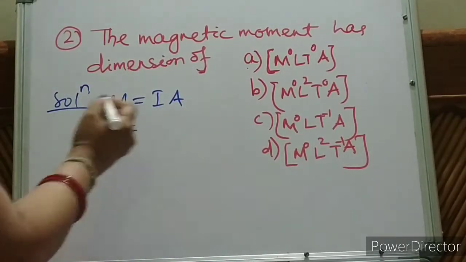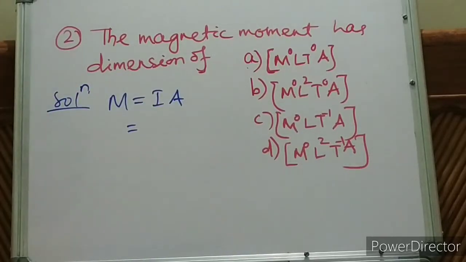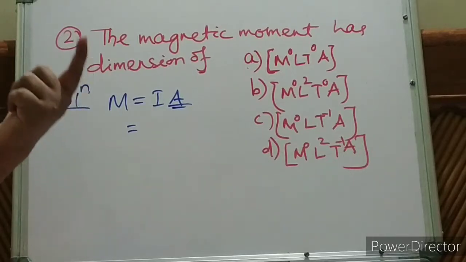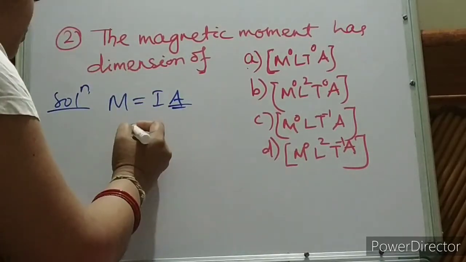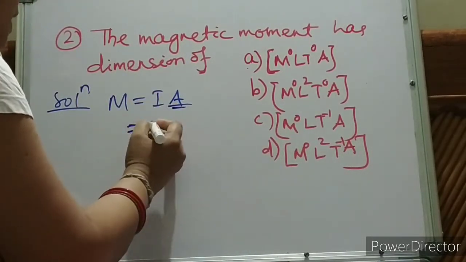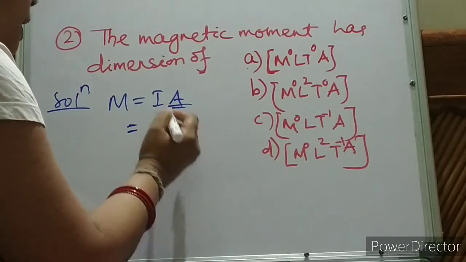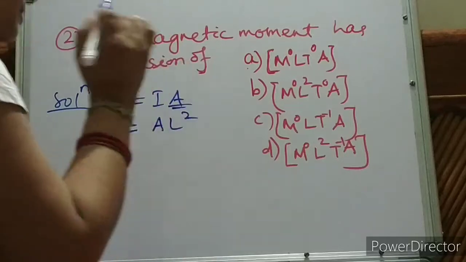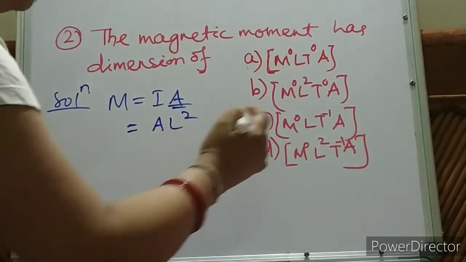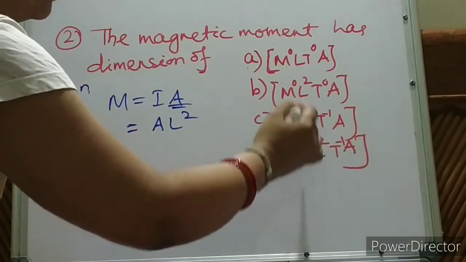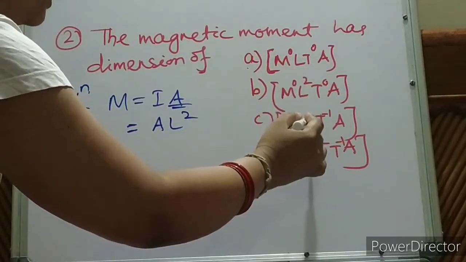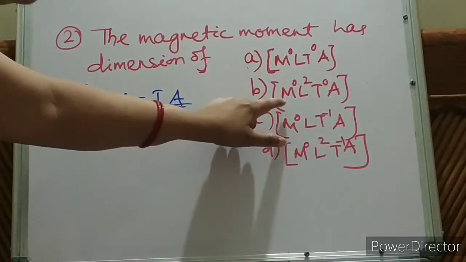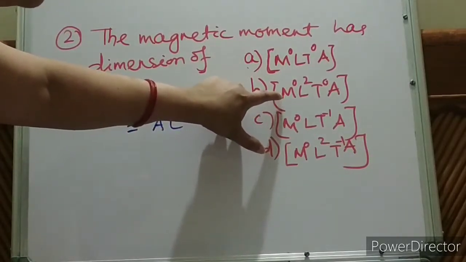A means area, and I is current. Pole strength multiplied by the current thing. Area will be what? Area will be L square. Clear? See, A everywhere. So L, L square, L, L square. So I think B. Is it clear?